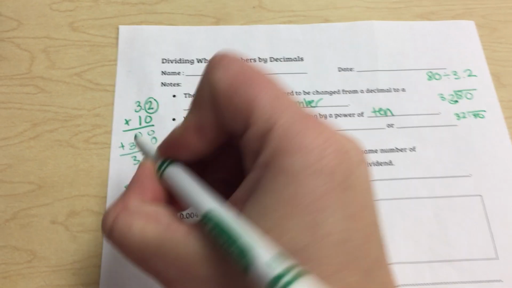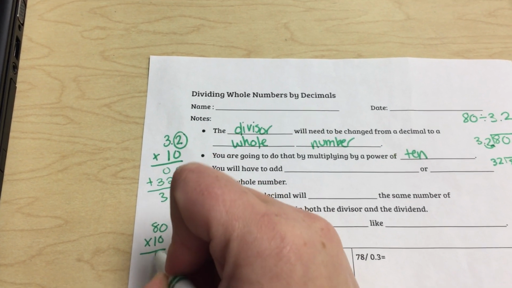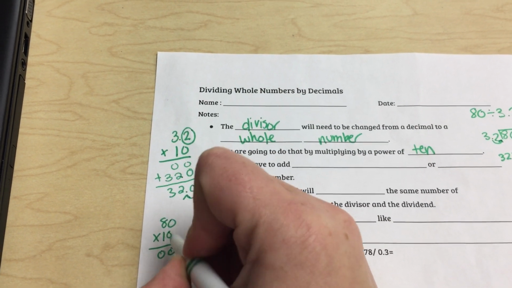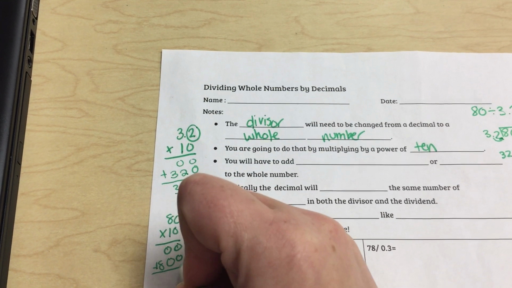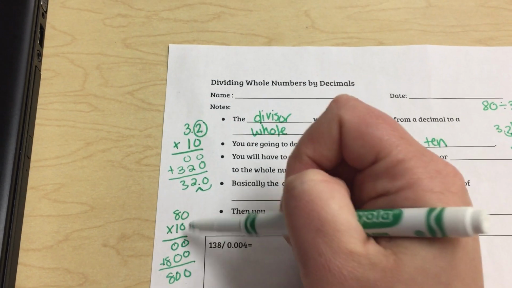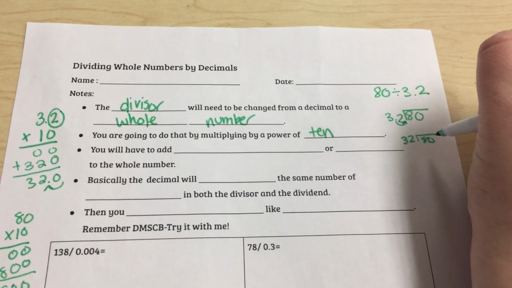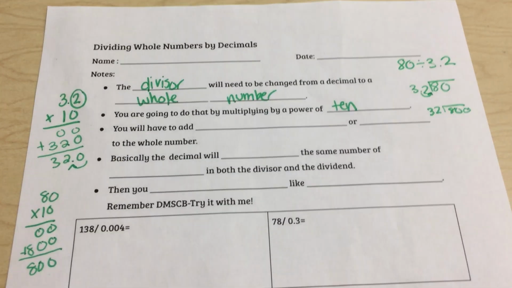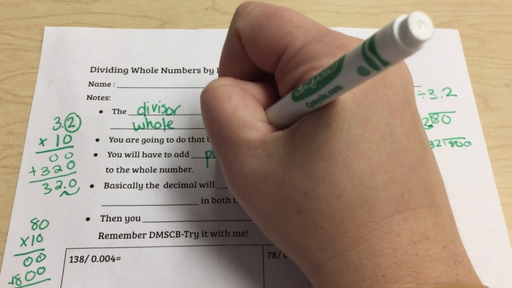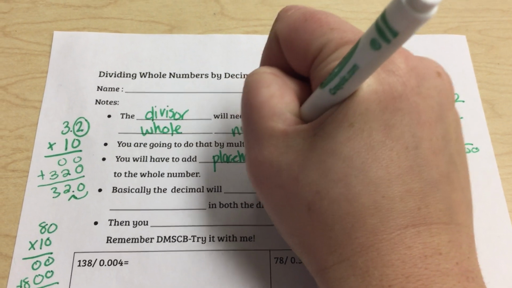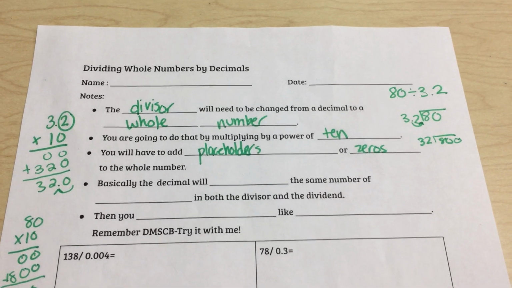Most of you are probably going, I already know the answer, which is great, but let me show you how you got it. 0 times 0 is 0. 0 times 8 is 0. Add a placeholder. 1 times 0 is 0. 1 times 8 is 8. Add it up. You get 800. And you'll notice there's no decimal, so I don't have to move anything. So really all I have to do here is add a 0. So you're going to have to add placeholders or zeros to the whole number.